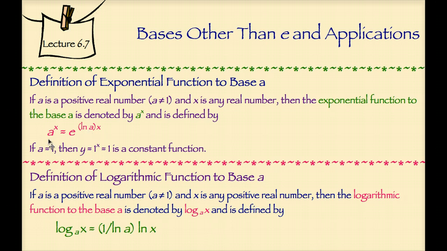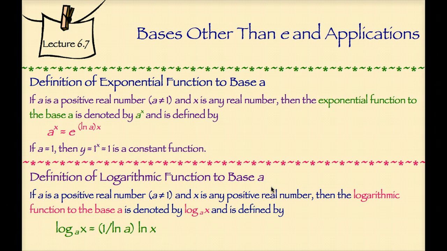Notice that the definition of the exponential function to base a is in terms of an exponential function to base e. So any exponential function with a base other than e can be rewritten in terms of an exponential function to base e. If a equals 1, then y equals 1 to the x, which is 1, and that's a constant function.